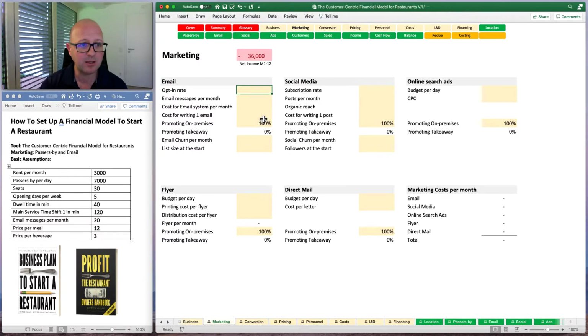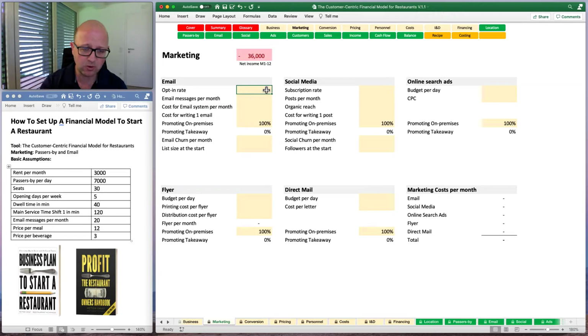As we decided in our assumption, we are planning to do email marketing. You can also plan social media marketing here in this tool, online search ads, flyer marketing, and direct mail. That's letter, marketing by letters. And you get here an overview of the monthly marketing cost.